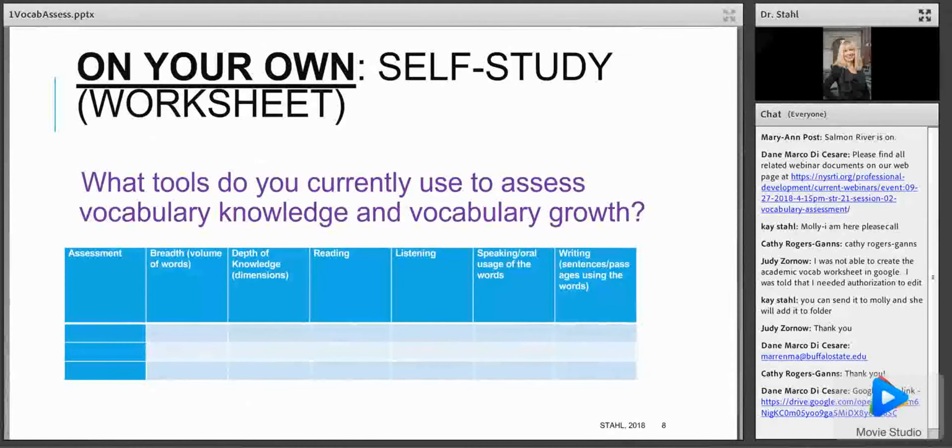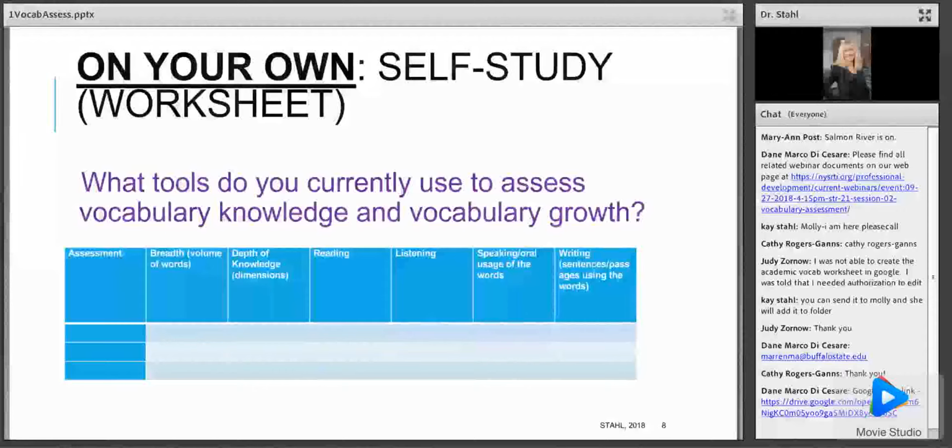Now, on your own, we're not going to do this right now, but in your package, you have a self-study worksheet. At some point after today, we will not be meeting until October, so you'll have about 3 weeks to explore some more activities related to vocabulary. One of the things that I want you to do on your own time is to evaluate your own tools, do a self-study of the tools you currently use to assess vocabulary knowledge and vocabulary growth.